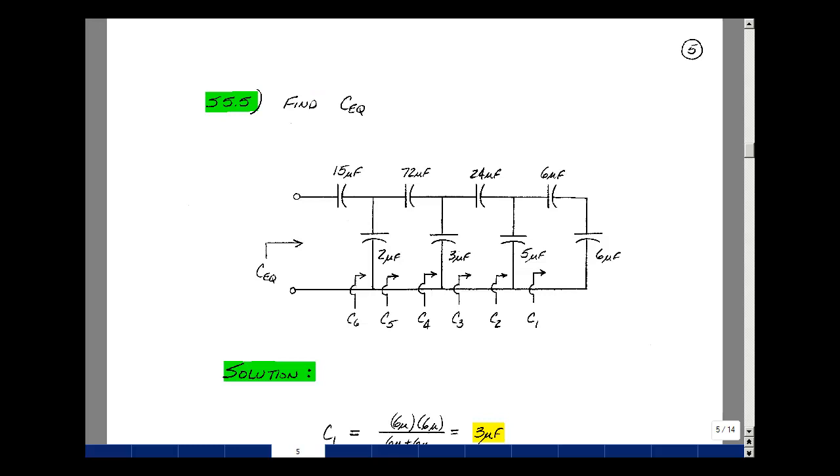This lesson deals with Supplemental Problem 5.5. You can find this problem in the course ebook in the Chapter 5 Supplemental Problems on page 5. Given this circuit of capacitors, which we call a ladder circuit because it looks like the rungs of a ladder, could you find the equivalent capacitance looking into these terminals by combining capacitors in series and in parallel?